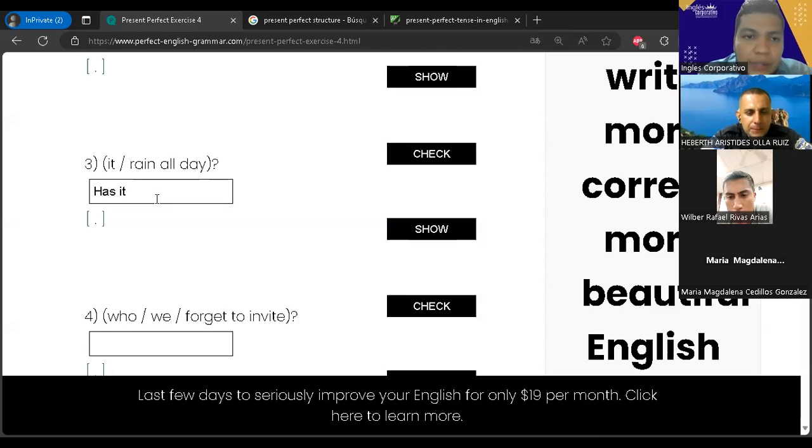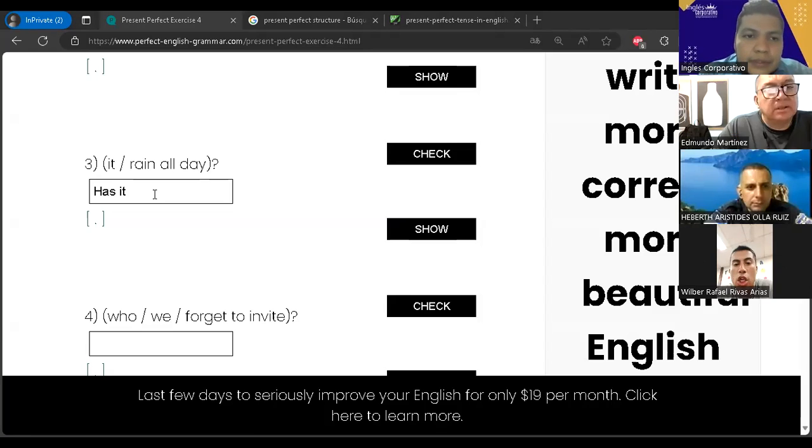Okay, so what's the past participle of rain, people? Vamos a ver si nos ayudan ahí. Rain, rained. You all know. Rained all day. Now let's just verify if this is correct. Yes, it's correct right here. Very good. Okay, so we have more questions.